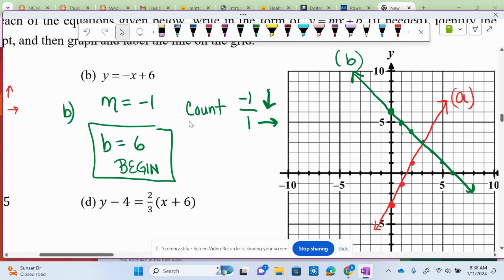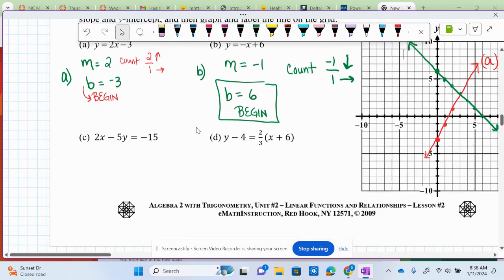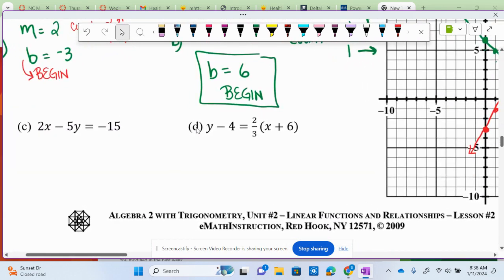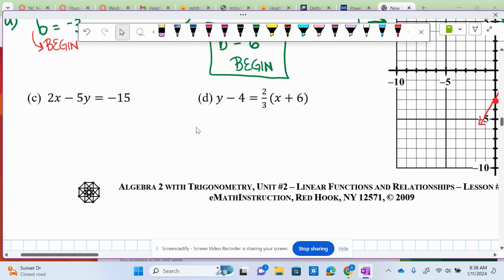Let's go over to example C. Example C. I did not pass out filled out notes. I'll grab them in a second. Okay. Sorry. Example C. That's weird.